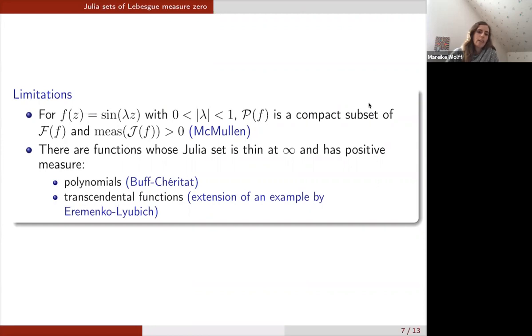There are also functions whose Julia set is thin at infinity and has positive measure. For example, Buff and Chéritat have shown that there are polynomials whose Julia set has positive measure, and for polynomials the Julia set is always bounded, so in particular it's thin at infinity. But one can also construct transcendental functions whose Julia set is thin at infinity but has positive measure, for example, by approximation theory.